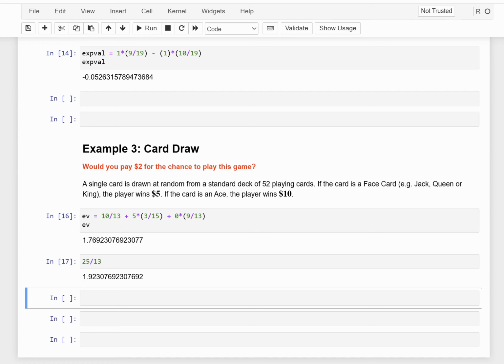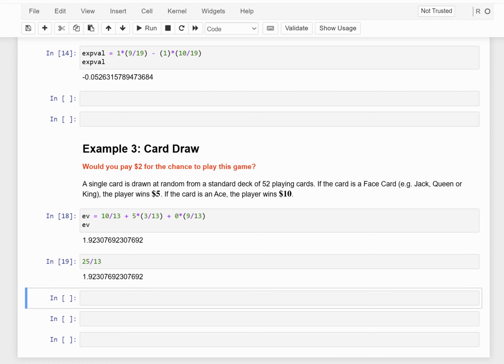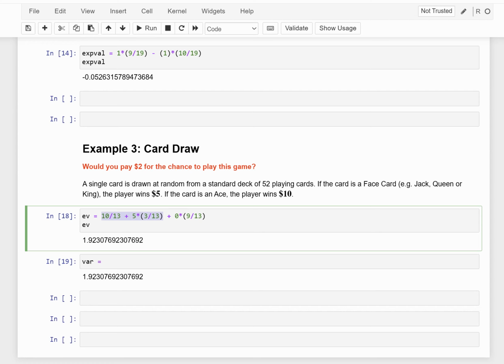Wow, I made an error there. Oh, I have 15ths, not 13ths in that denominator. There, everything comes out nicely, as it should. And right, so the variance will be what? Well, it's going to be this stuff squared. And I'm not bringing the 0 term in.